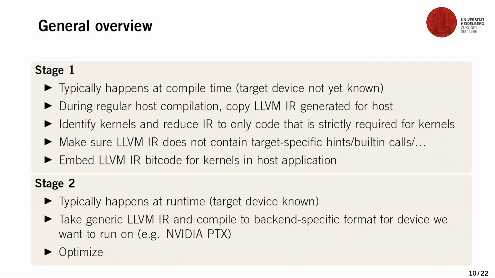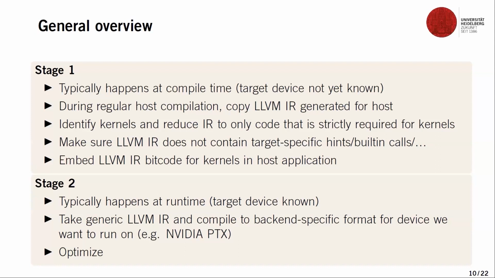So we talk about it by distinguishing two stages. Stage one is what typically happens at compile time when the target device is not known yet. And at stage one, during the regular host compilation, we clone the LLVM IR, and we find the kernels inside that IR and extract them and boil it down to only the code that is needed for the kernels. Then we massage that IR to make sure that it's a bit more device friendly and doesn't contain any unsupported features and so on and so forth. And then we embed that LLVM IR bitcode inside the host application.